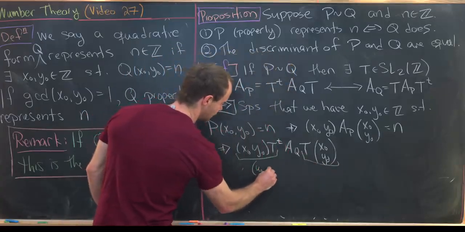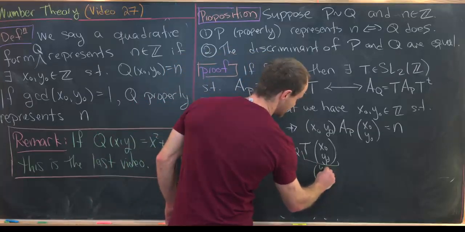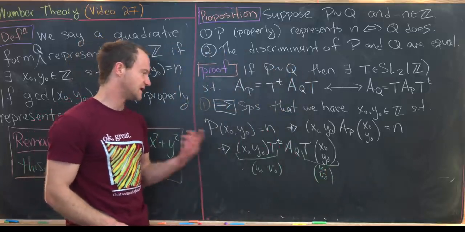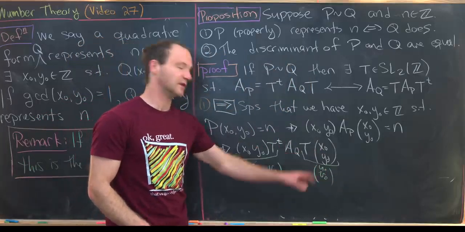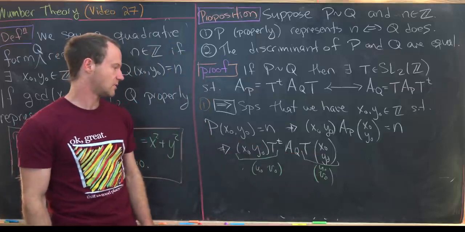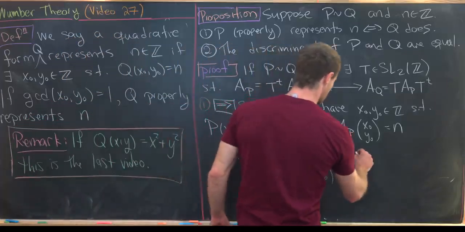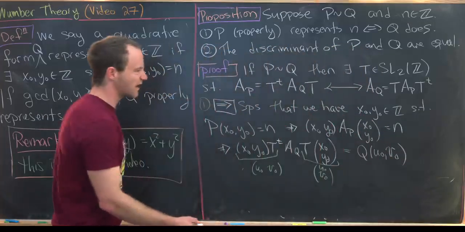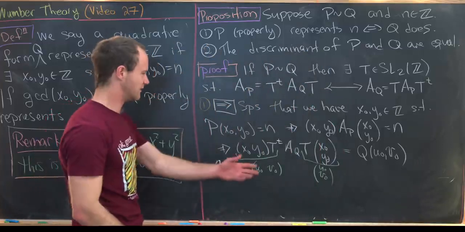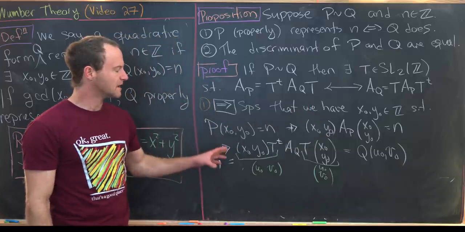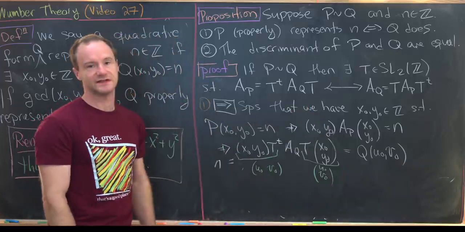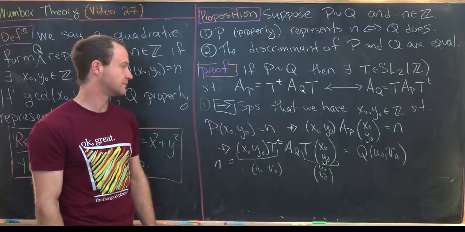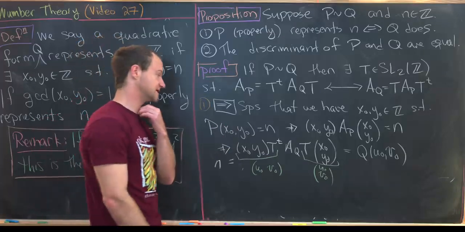We'll call this U naught, V naught. But this is U naught, V naught in column form. And we know that those are transposes of each other because x naught, y naught is the transpose of column x naught, y naught. Okay, but that is exactly equal to Q evaluated at U naught, V naught. But on the other hand, this is also equal to N from the calculation that we did up here. So that means that Q represents N. So we started assuming P represents N and we ended with Q representing N. Now we just have to do the proper representation.